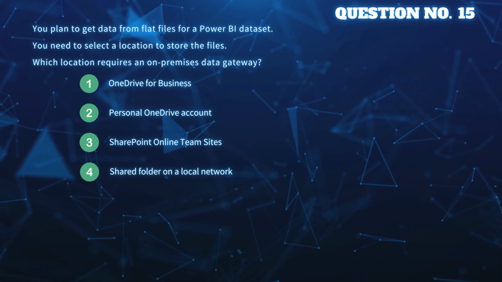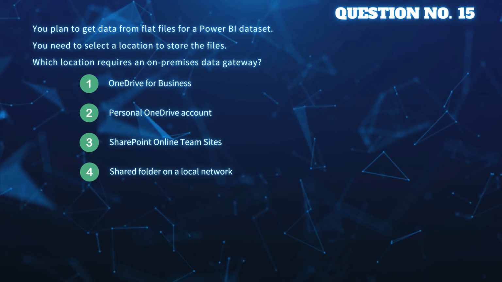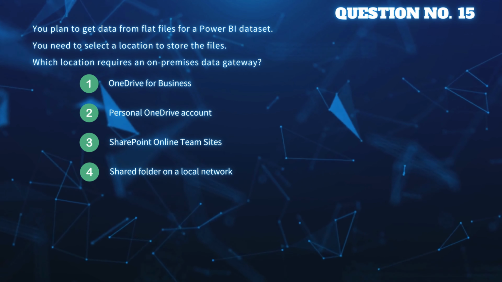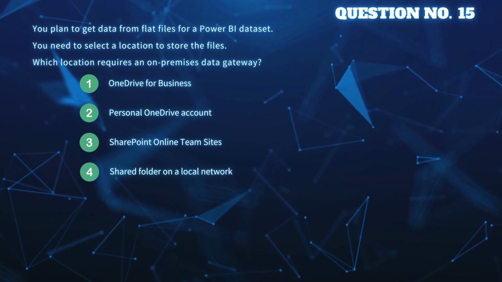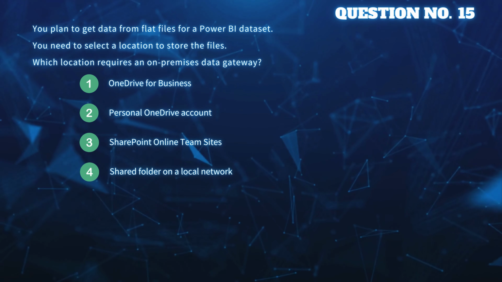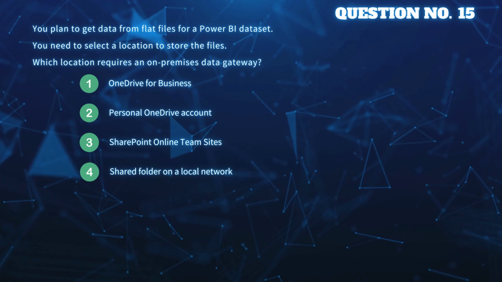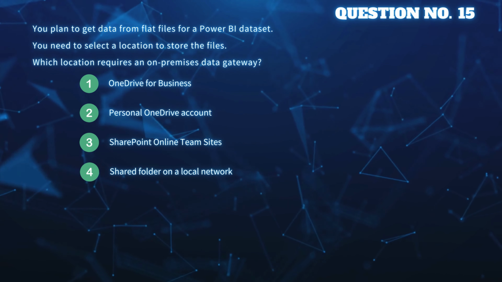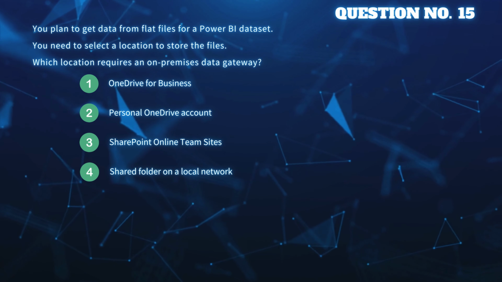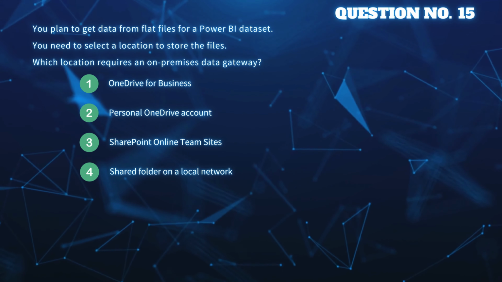You plan to get data from flat files for a Power BI dataset. You need to select a location to store the files. Which location requires an on-premises data gateway? Option 1, OneDrive for Business. Option 2, Personal OneDrive account. Option 3, SharePoint Online team sites. Option 4, shared folder on a local network.